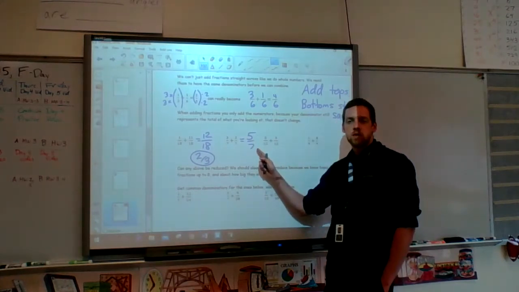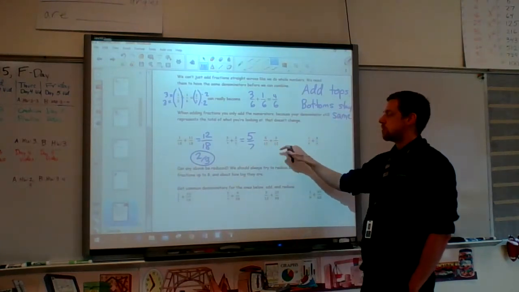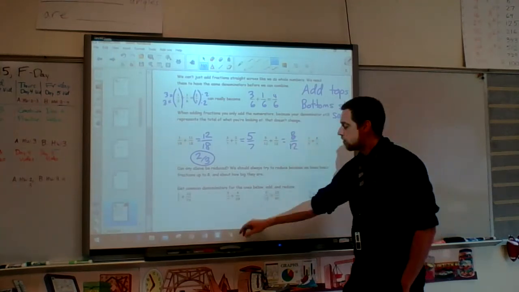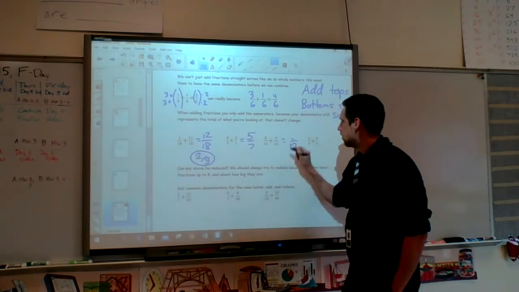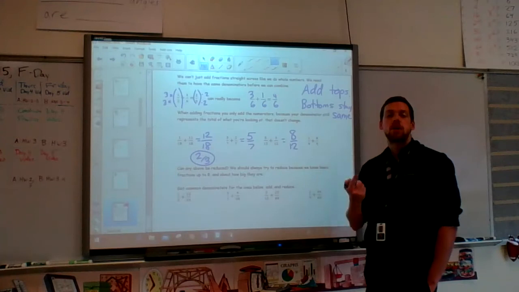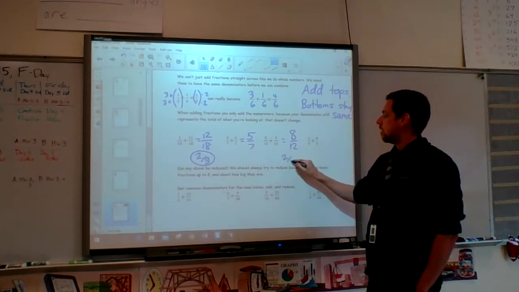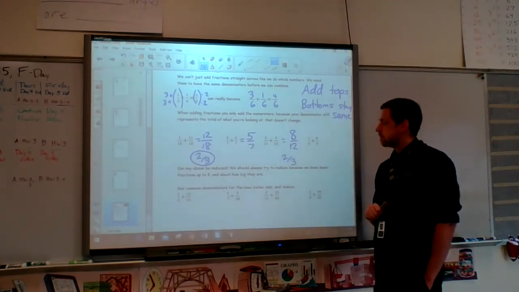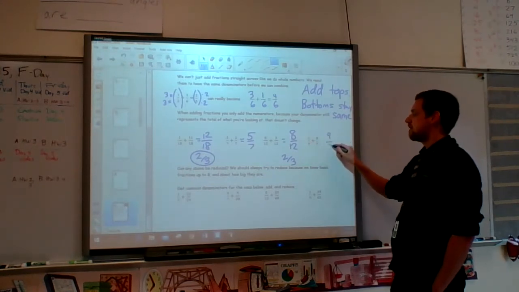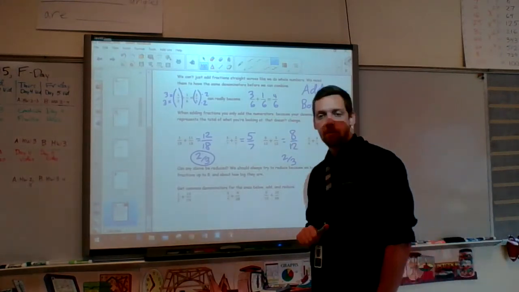Can 5/7 reduce? No, so we could leave it like that. 5/12 plus 3/12, add the tops, keep the bottoms the same, I get 8/12. Right? That can reduce. You could either put it in your calculator to see, or think of a number that you could divide both of them by. It'll become 2/3 if you divide them by 4s. And the last one, 1/9 plus 8/9 equals 9/9. 9 divided by 9 is 1 if you reduce it.